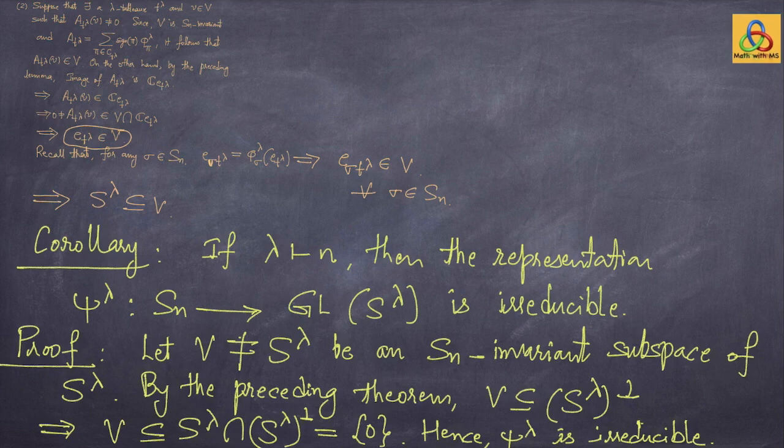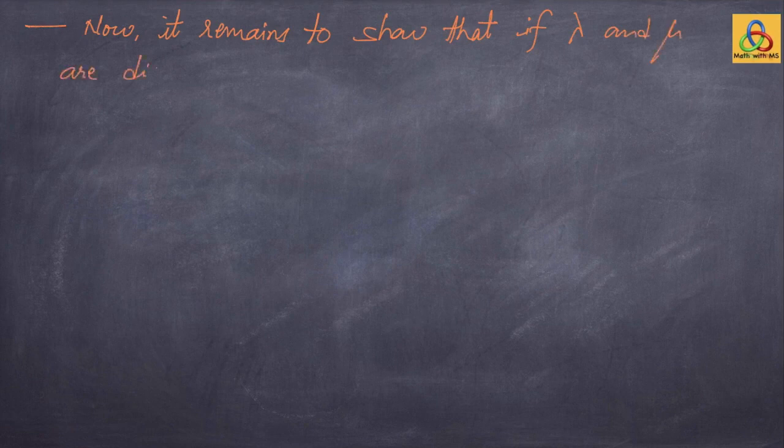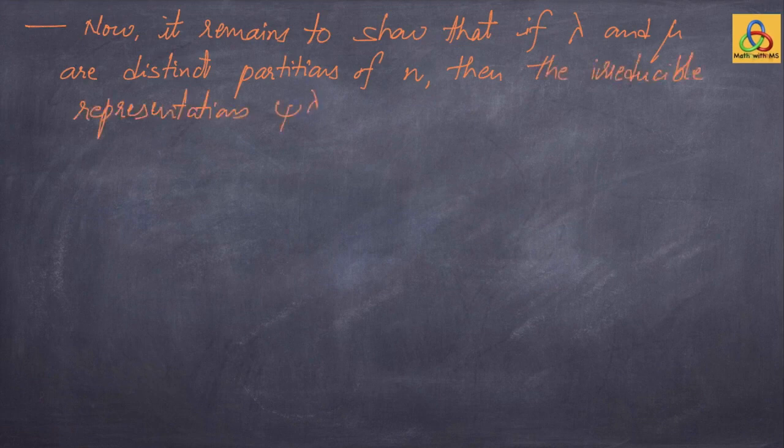Now we are halfway through. What remains is to show that these psi lambdas form a complete list of inequivalent irreducible representations of Sn. For that, we need to show that if lambda and mu are two partitions of n, and psi lambda and psi mu are equivalent representations, then lambda has to be mu. Now, it remains to show that if lambda and mu are distinct partitions of n, then the irreducible representations psi lambda and psi mu are inequivalent. Once we do that, then our classification of all inequivalent irreducible representations of the symmetric group Sn would be complete. So we need some more machinery here.